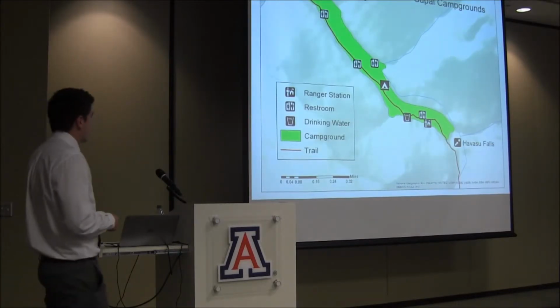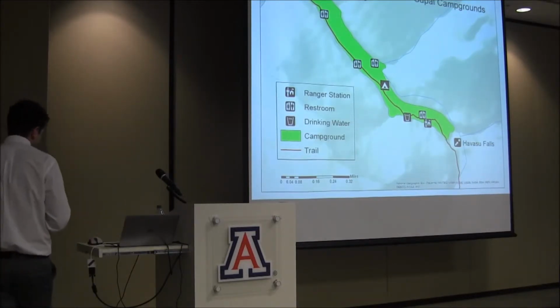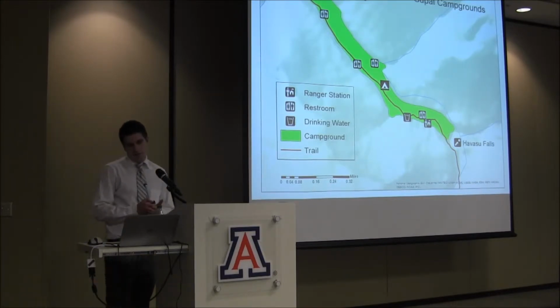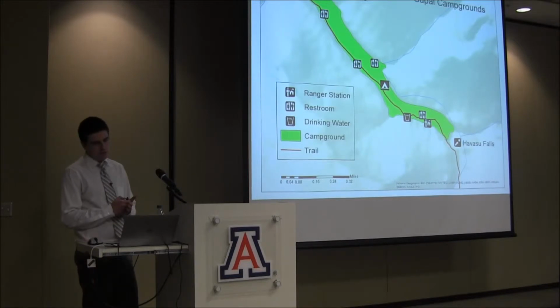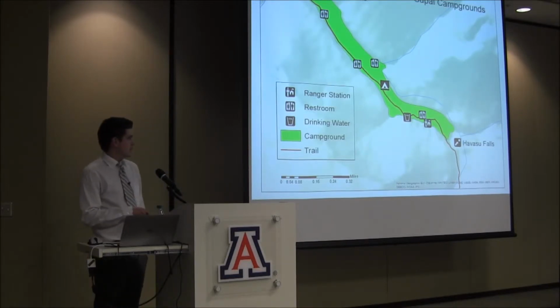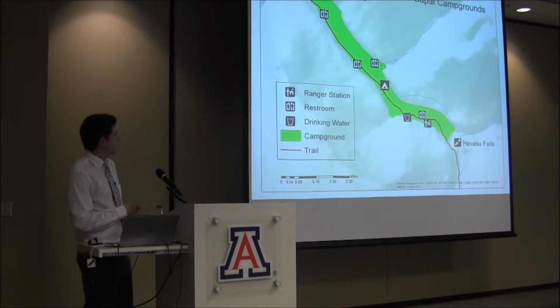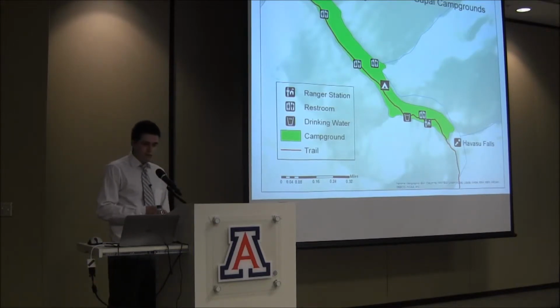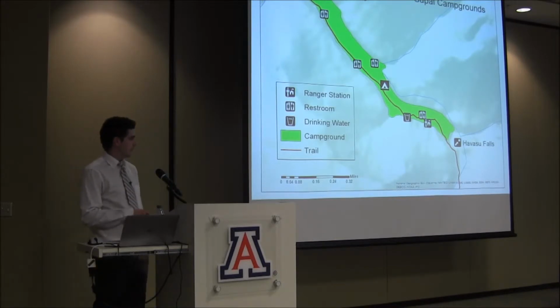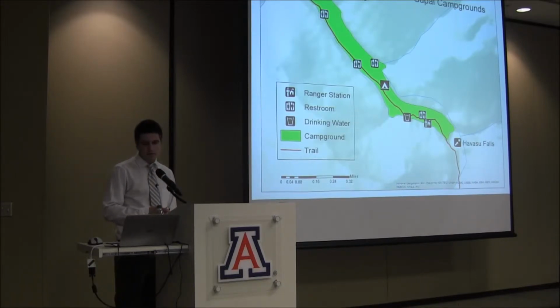Here's a map of the campgrounds, and it's got a pretty detailed view with ranger station, restrooms, drinking water. So we can see the campgrounds are right in between the Havasu Falls and the Mooney Falls, the two most well-known waterfalls in the area. Also, the Havasu Falls is about 100 feet high, and the Mooney Falls is 200 feet high.